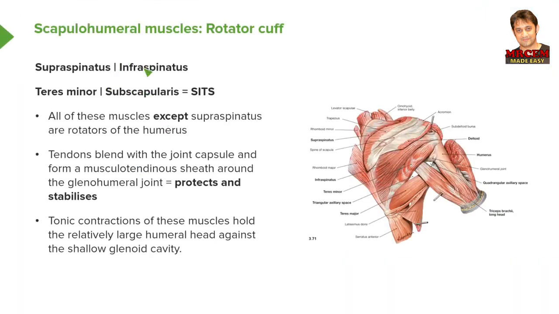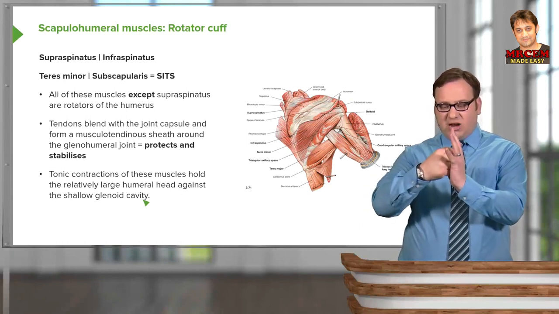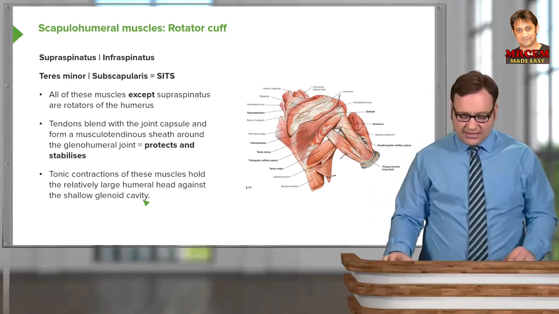Tendons of these 4 muscles blend with the joint capsule and form a musculotendinous sheath, and this surrounds the glenohumeral joint. You can see these tendons here, and they help to protect and stabilize the joint. It's the tonic contraction, so these baseline contractions of these muscles, that hold the relatively large humeral head against the shallow glenoid cavity. So the shallow glenoid cavity and the large humeral head is held in position via these rotator cuff muscles.